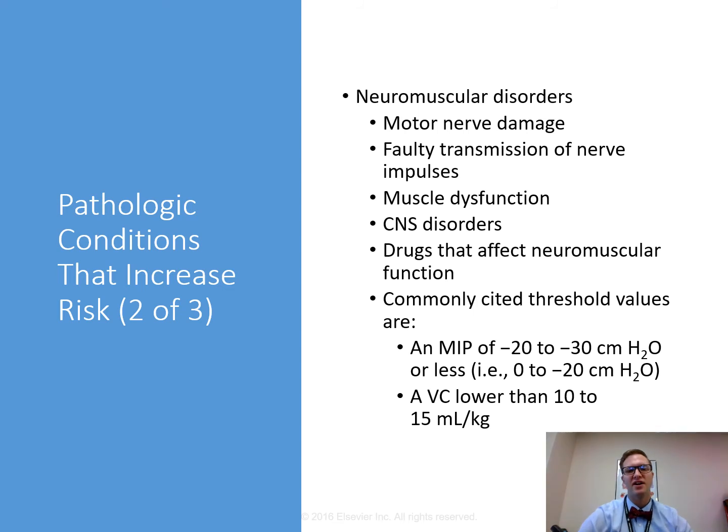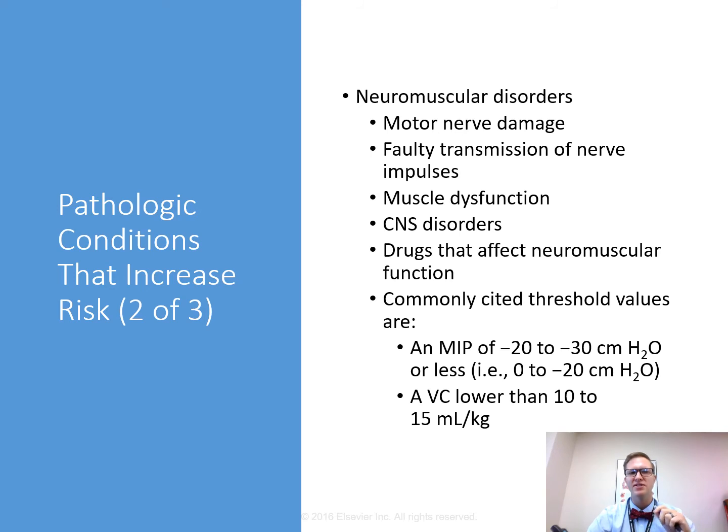Neuromuscular conditions are going to be something we have to pay a lot of attention to, especially when we start looking at our criteria for intubation. Neuromuscular conditions that can lead to respiratory failure are usually a result of motor nerve damage, or problems with transmission of nerve impulses, like what we see with Guillain-Barré or myasthenia gravis, right? Or spinal cord injuries to that neuromuscular junction.